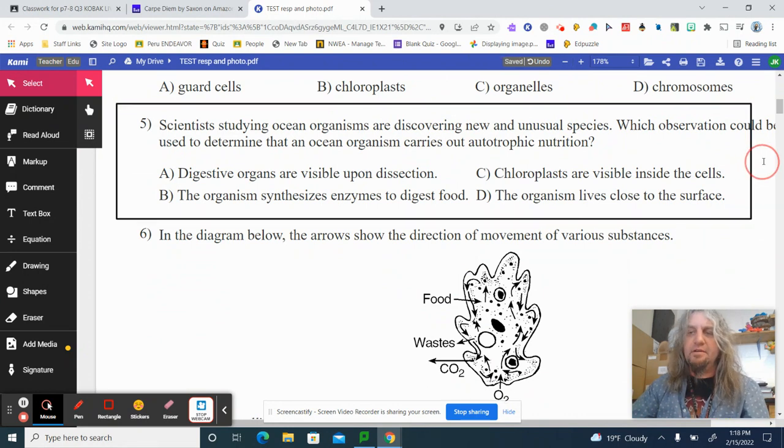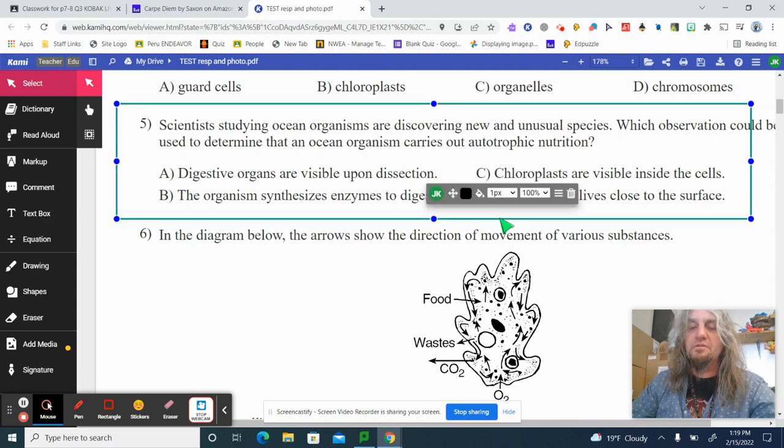Question number five. Scientists studying ocean organisms are discovering new and unusual species. Which observation could be used to determine that an ocean organism carries out autotrophic nutrition? A. Digestive organs are visible upon dissection. B. The organisms synthesize enzymes to digest food. C. Chloroplasts are visible inside of the cells. Or D. The organism lives close to the surface.